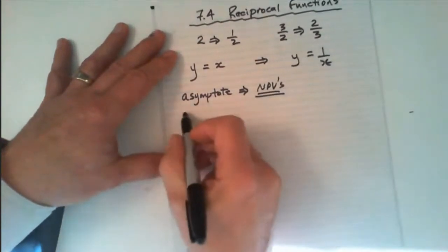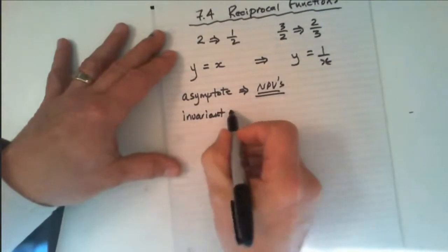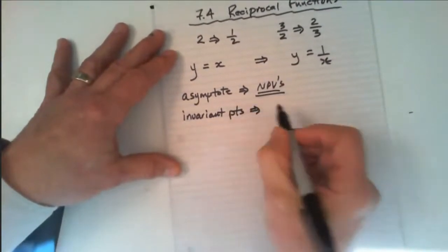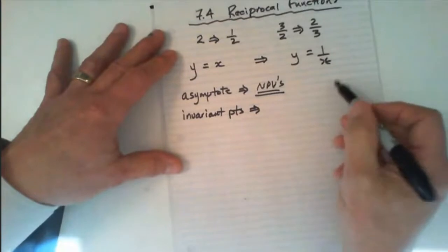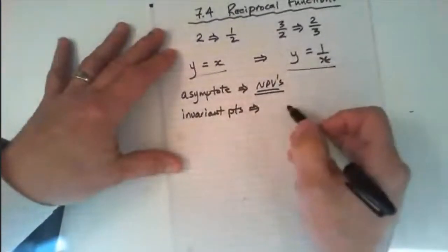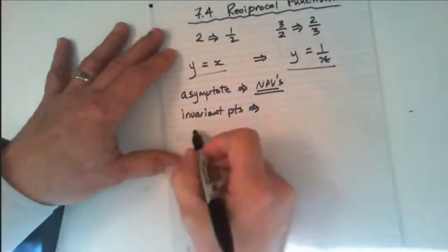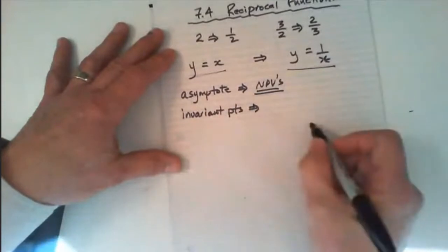The second thing we talk about is invariant points. Now, understanding that these are the points that don't change from the original graph to the reciprocal functions, and we have to identify those when we're graphing them. And the third thing we're going to take a look at is the behavior of the graph as it goes.